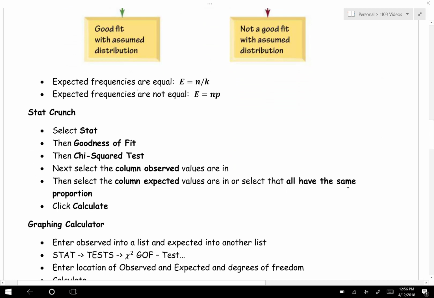If the expected frequencies are equal, then to calculate them we would take the total number of trials divided by the number of categories that we have. If they are not equal, then the expected value is equal to the number of trials times p, the proportion that we would expect that outcome to occur, and that's given in the distribution.